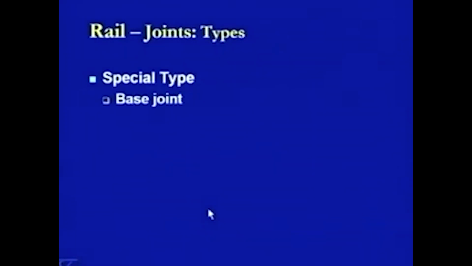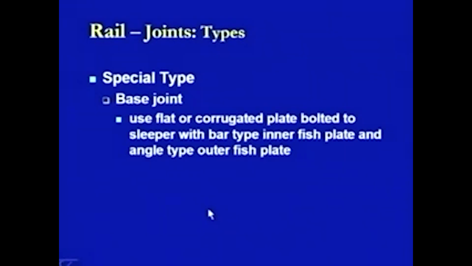Then there are some special types of joints. One joint is known as the base joint. In the case of the base joint, we use a flat or corrugated plate, and these plates are bolted to the sleeper using some bar type of inner fish plates or angle type outer fish plates.